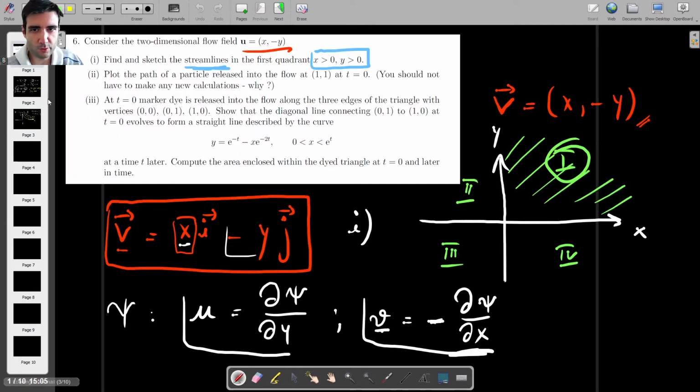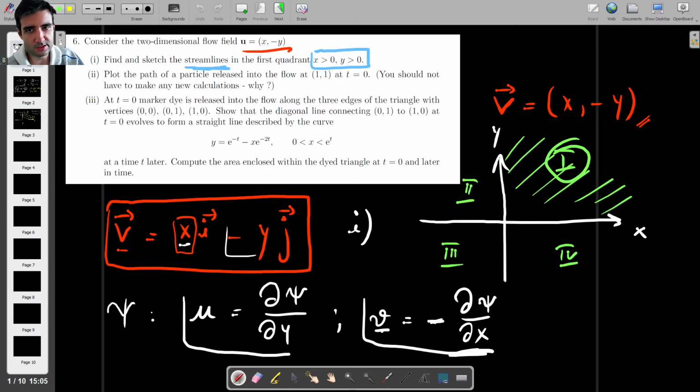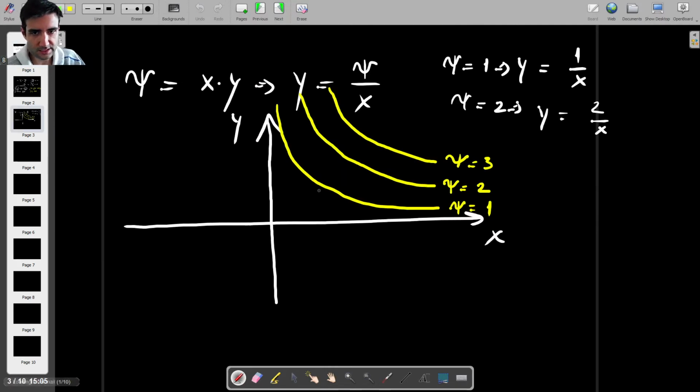And the other thing we would have to do as well is to say in which direction the flow is going. Well, we know the velocity. So we know that the velocity is positive along the x direction, so it must be like this. So it's positive in the x direction, it's negative in the y direction. So in the first quadrant, this is how the flow essentially looks. And that's part A, or part 1.